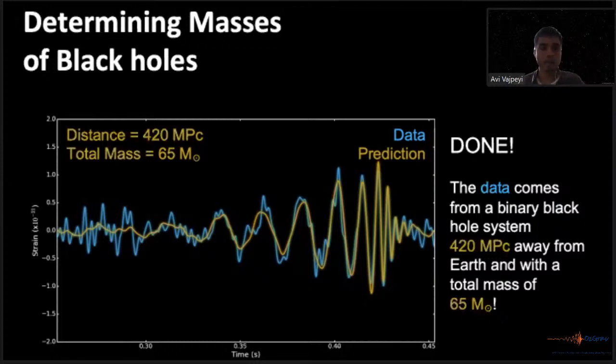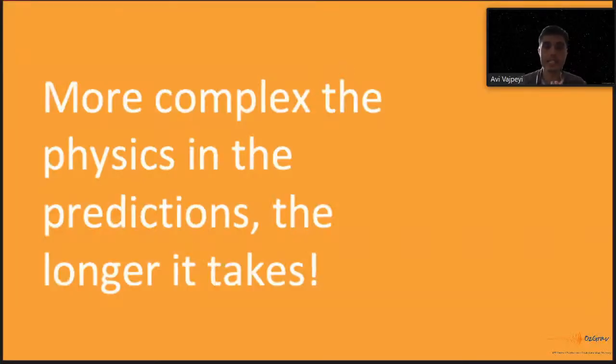right? But we want to add more and more complex physics. Like we want to add the concept of general relativity. We want to add as much information we know about the system into our model, right? So the more complex the physics is in the predictions, the longer it actually ends up taking. So this process that we walked through, it took some time, right? Like we went through one by one. We iterated over our predictions. So we made one prediction, and then we edited it, and then we improved upon our prediction, right?